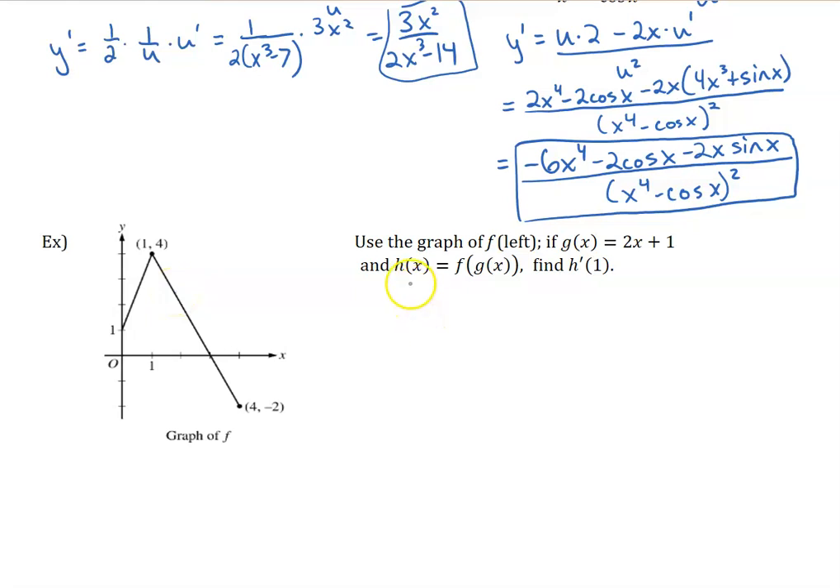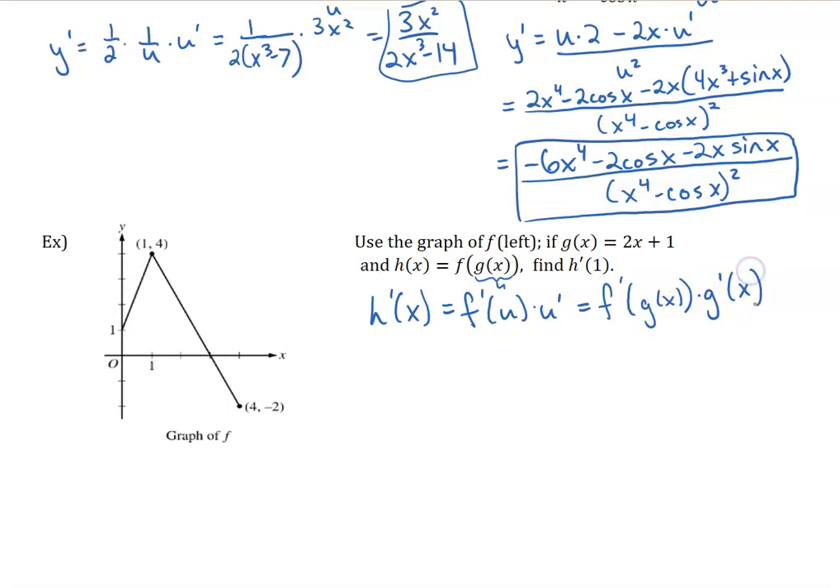Now, we are told that h of x is equal to f of g of x, and we are looking for h prime of 1. So to find h prime of 1, the first thing we want to do is find h prime of x. So that's going to be, using a composition, okay, so that would be f, call this u. Okay, it's going to be f prime of u times u prime, or putting it back in terms of g, that's going to be f prime of g of x times g prime of x, okay?